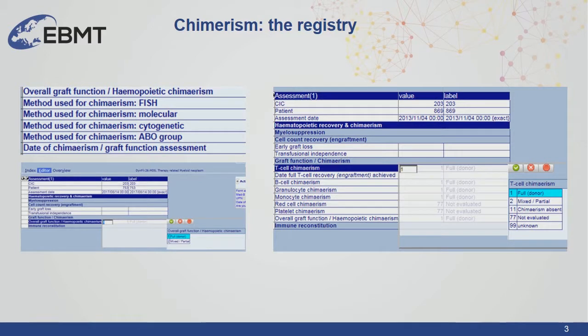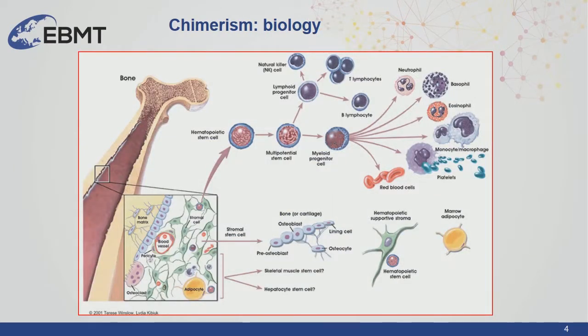This is chimerism, how it looks, I think, from a data manager's perspective. A lot of fields to add, and what I would like to do in the next half hour is to give you a bit of a flavor of what is behind these fields, what is behind the numbers that you type in, and to give it a bit of a perspective. So it's all about this.